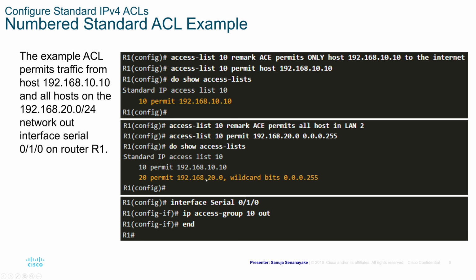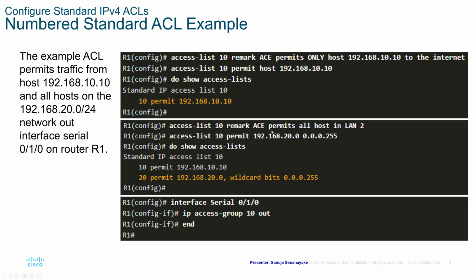If you look at the right-hand side, we have the access list being created up here. So access-list 10, this is access list number 10, and we have named it conveniently ACE. We are using permit only host 192.168.10.10 to the internet, to the outside. Then we do the show access-list command, which shows that access list information. Access list number 10 has a permit for 192.168.10.10.